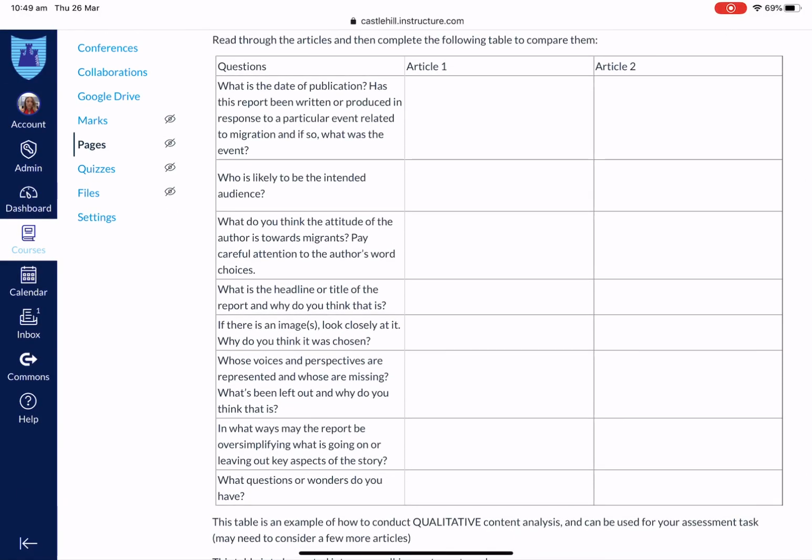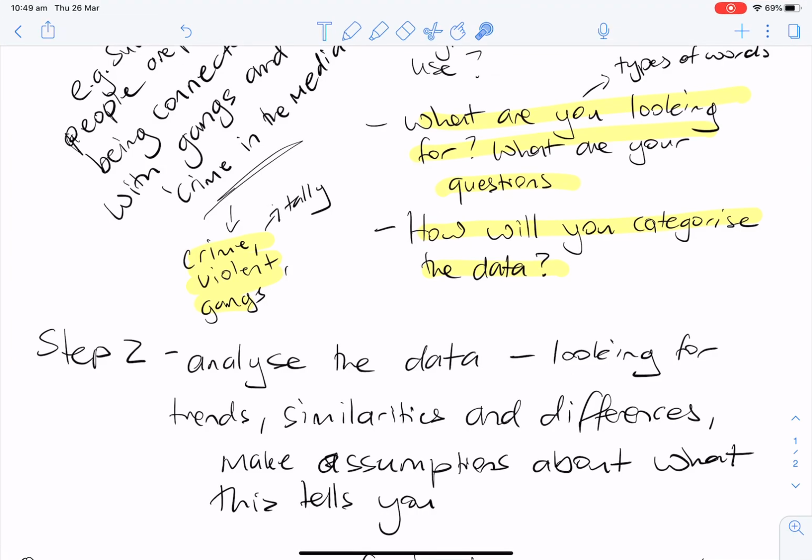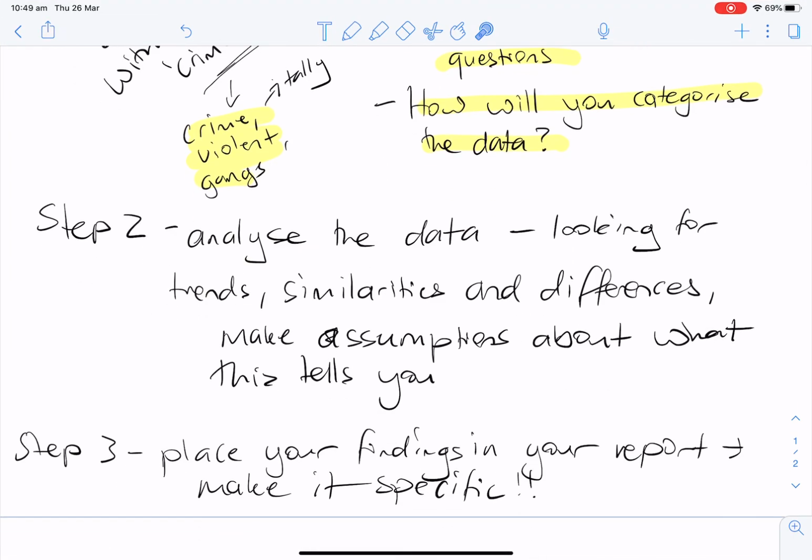How many of the articles don't have African youth or Sudanese people being mentioned in that article? How many articles have, say, Sudanese youth looking violent or behaving violently or in groups or having police in the article, so making this association with crimes? Once you have collected that data, that's when you start to look for those comparisons. What trends are you seeing? What are the similarities? What are the differences? And then the key thing is you make those assumptions. What might this tell you?